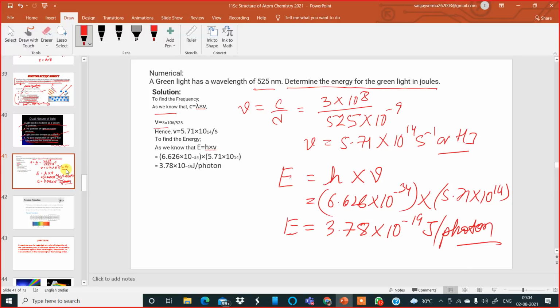So don't get terrorized. If you know this formula, things will work out easily. Now this was the basic sum based on calculation of energy for a given particular light in joules.